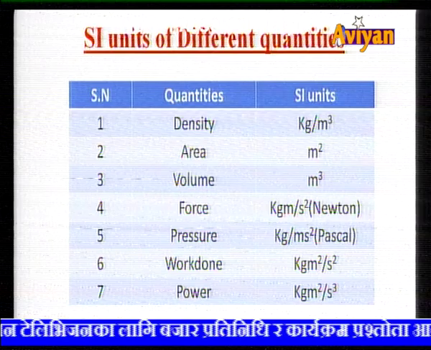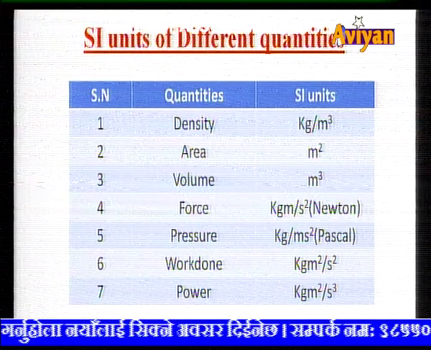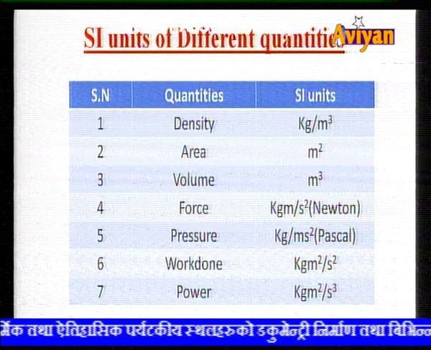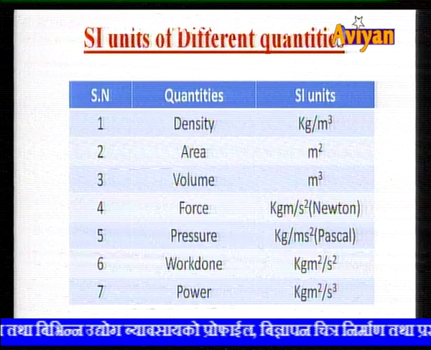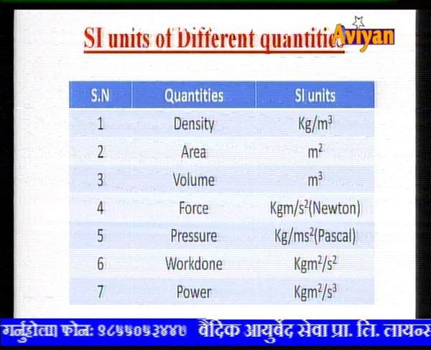Look at the slide there on the screen of your television. You might have seen the heading there, SI units of different quantities. Seven different quantities are listed in the table: density, area, volume, force, pressure, work done and power. These are all measurable quantities, and these are all derived from fundamental quantities. So these are all derived quantities. The SI units are mentioned just aside of them.